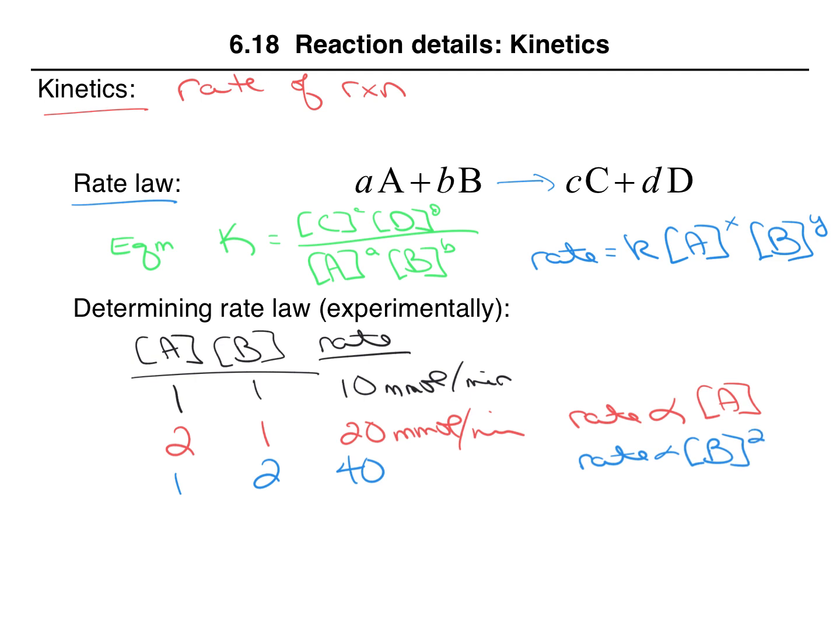So for this particular reaction, we could say that the rate is equal to a rate constant k times the concentration of A times the concentration of B squared. Now, obviously, you have to carry out more than just 3 reactions, but this is just an example. Once the rate law is determined, this is only the beginning of the investigation.